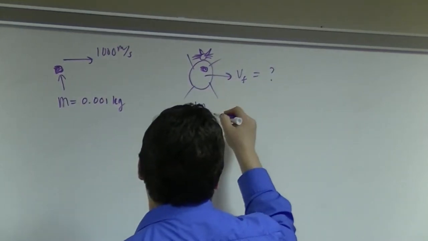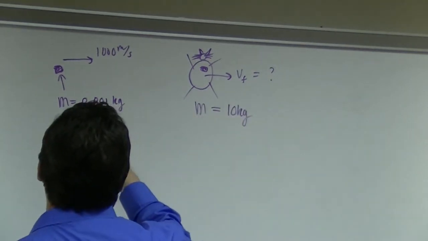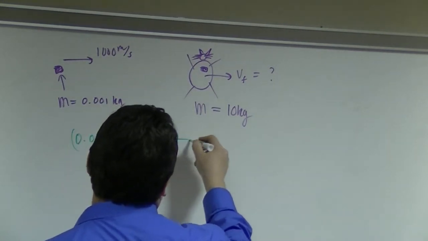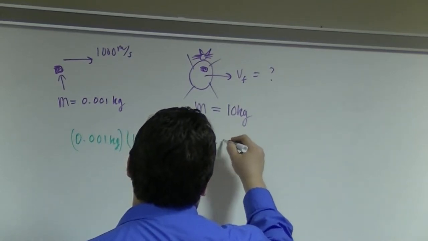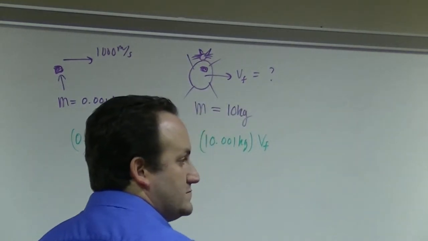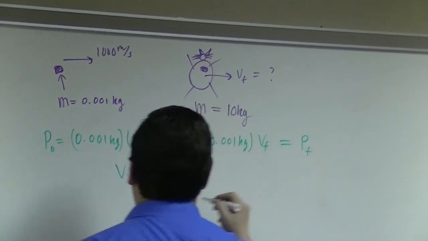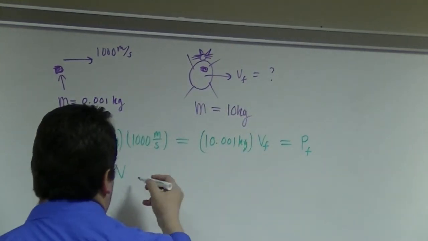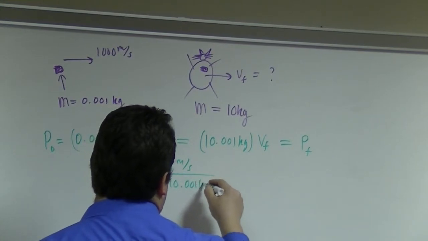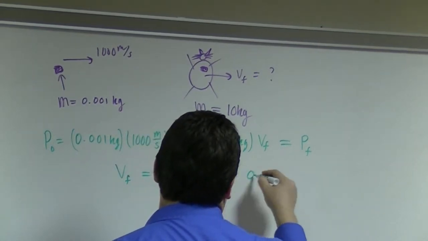Well, if the mass of the cat is like 10 kilograms, then you have 0.001 kilograms times 1,000 meters per second. Let's suppose the cat's initially at rest. That is equal to 10.001 kilograms, which is practically negligible, times VF. This is initial momentum, this is final momentum. In the one-dimensional case, you don't need vectors, right? And as you can see, VF is something like 1 kilogram meter per second divided by 10 kilograms. The kilograms cancel, and you're basically left with about 0.1 meters per second.